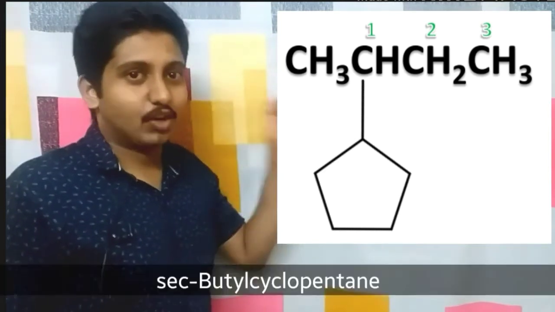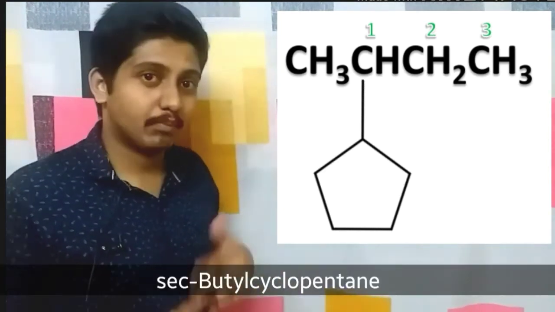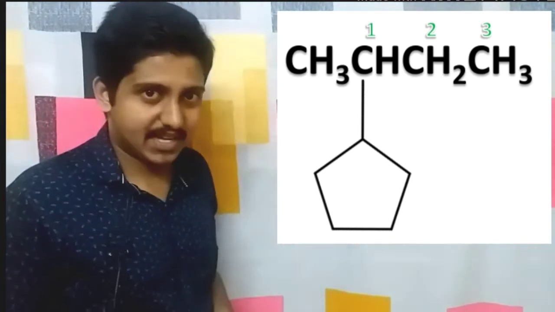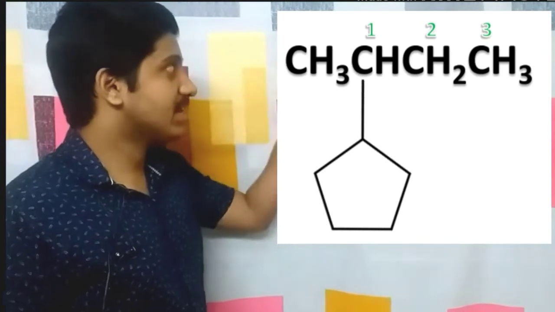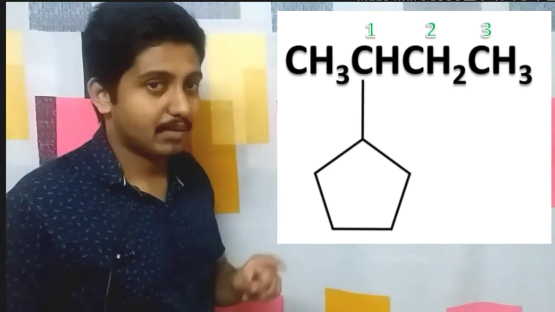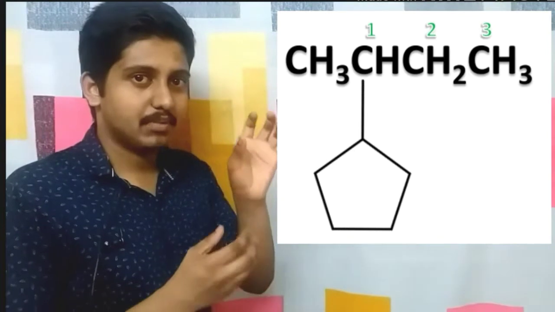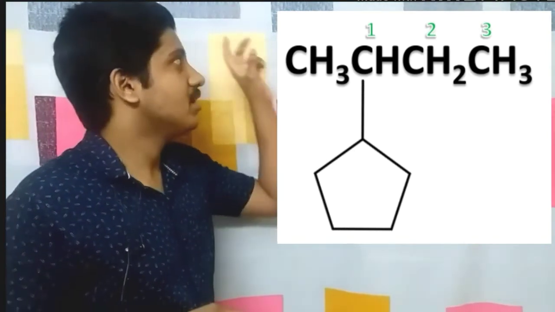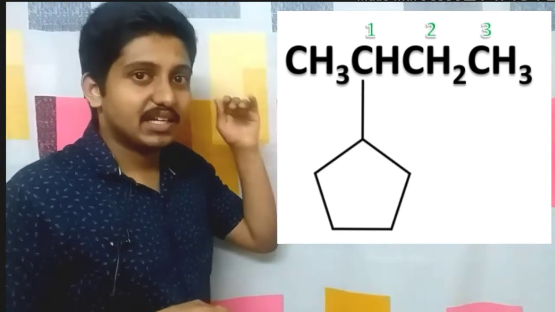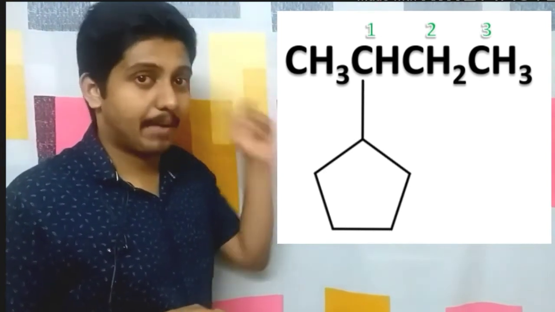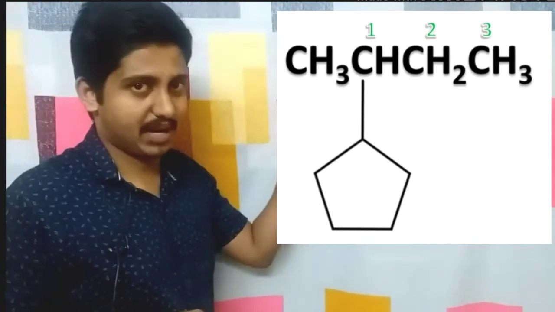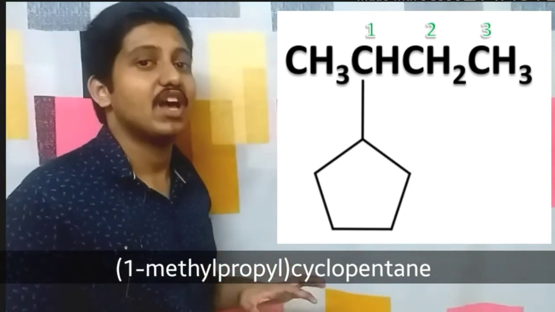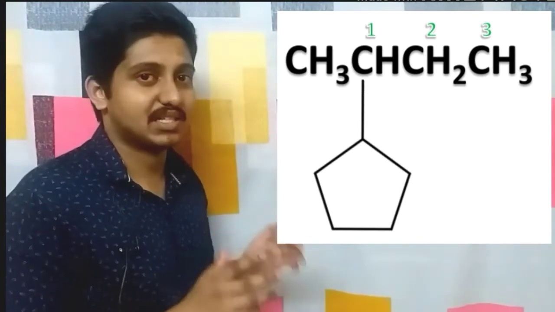we can take it as sec-butyl cyclopentane, or else, to be more clear, by naming of substituents in our previous video, we can name it as (1-methyl propyl) cyclopentane. Why? Because always the carbon atom attached to the parent chain in a branch is numbered 1, and the substituents or the longest chain are compared and numbered with respect to that carbon atom, and hence the name 1-methyl propyl, which is given in brackets. This is to make it more clear and avoid confusion.